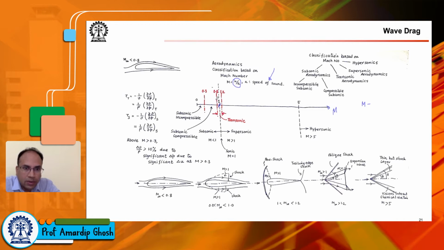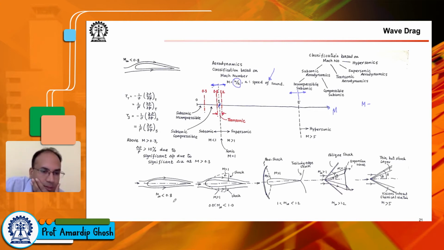You understand that on the left side of this is subsonic flow. On the right side is supersonic flow. This is Mach number 5. On the right side of Mach 5, we have a special name for the supersonic flow. We call it hypersonic flow. On the left side, of course, this is the supersonic flow regime, less than 5, greater than 1.